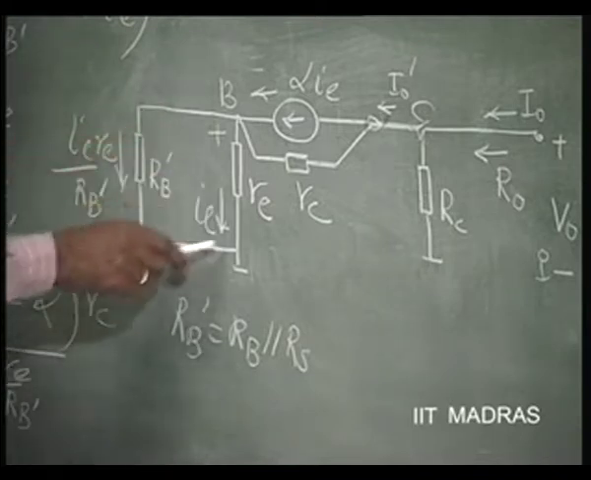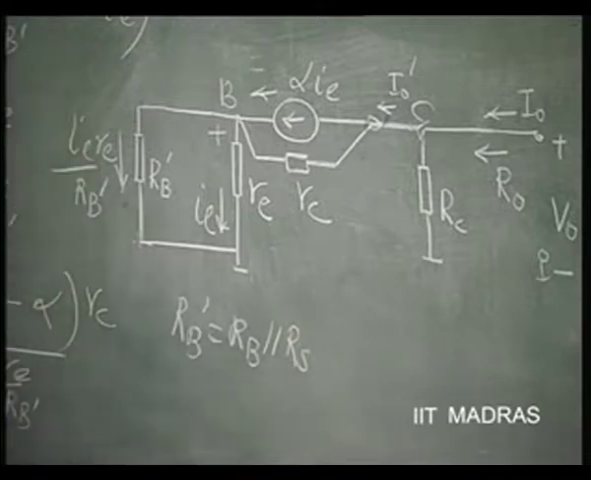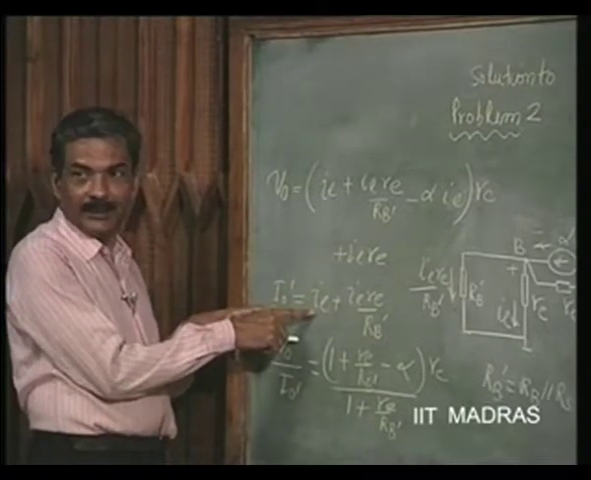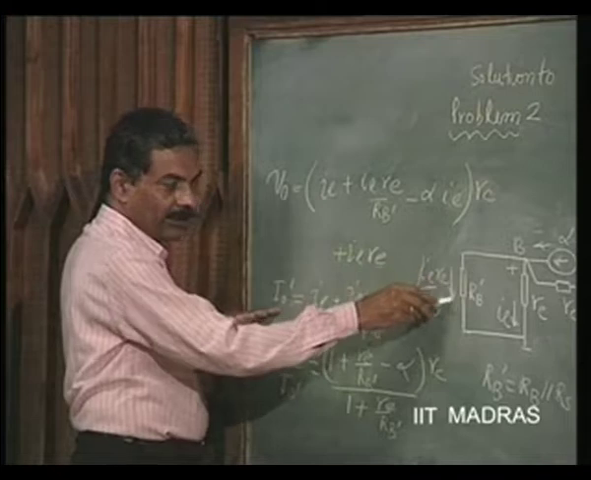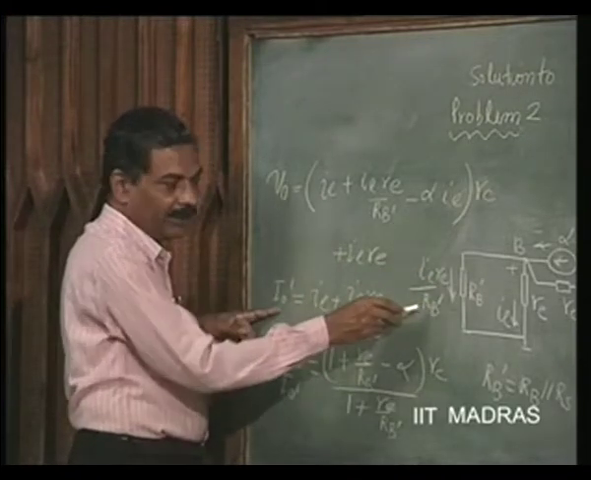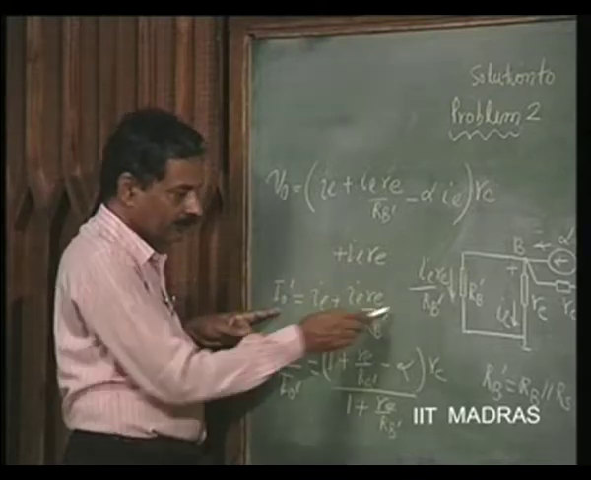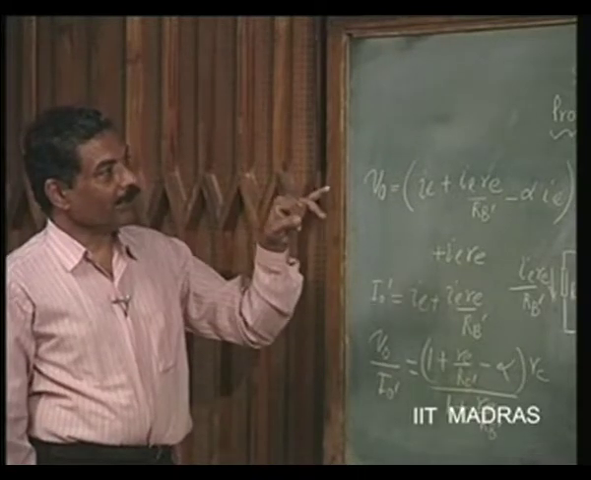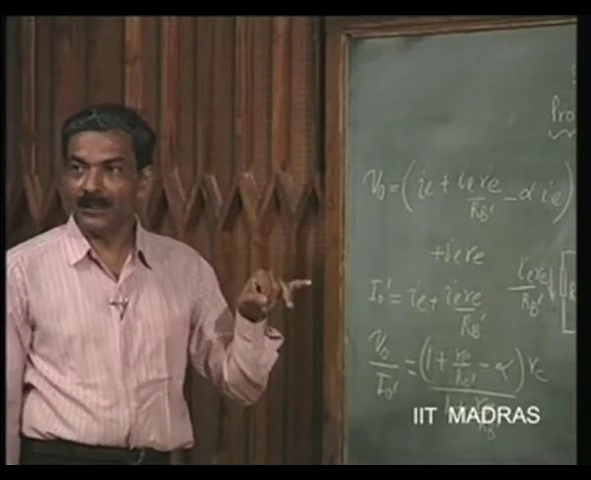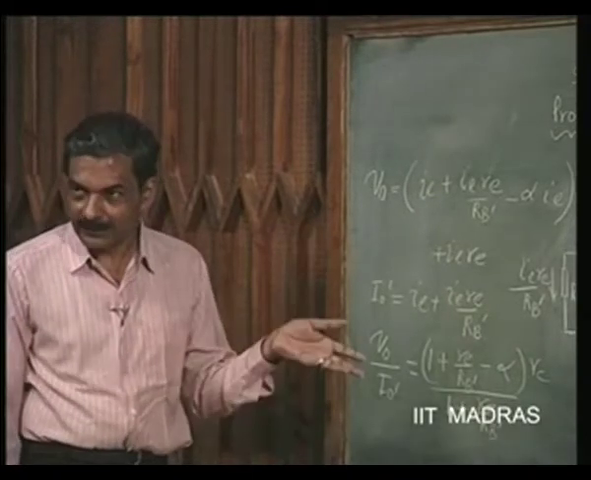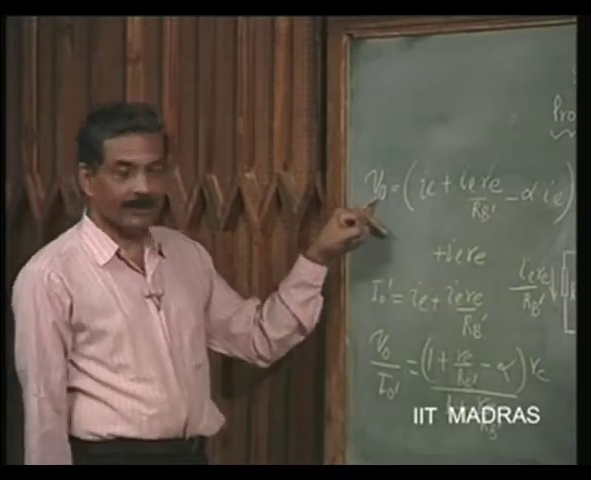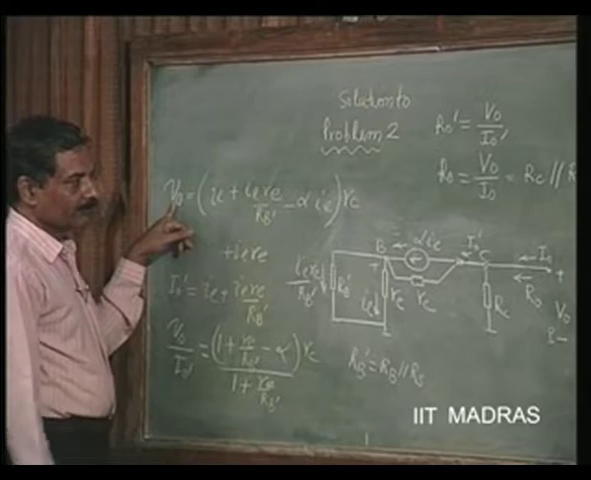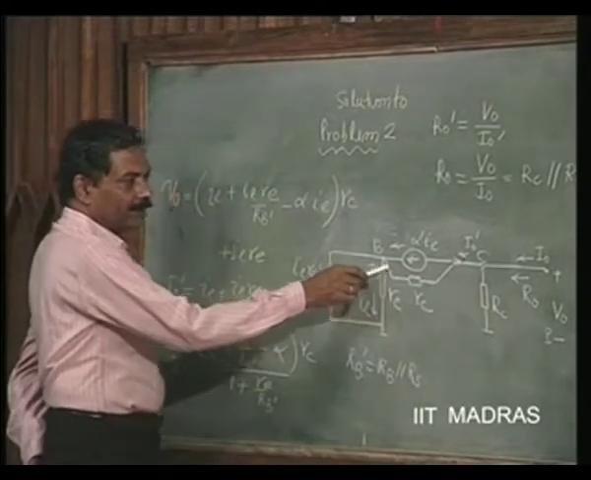So, this current plus this current is essentially I naught prime. So, I naught prime is IE plus IE RE divided by RB dash. I want to find out V naught divided by I naught prime. So, now I have to get V naught in terms of IE, then IE will get cancelled in that expression. So, V naught is this voltage; we would like to evaluate this current in this.